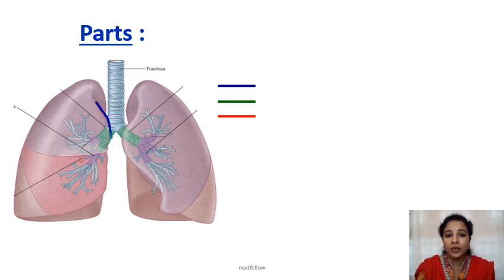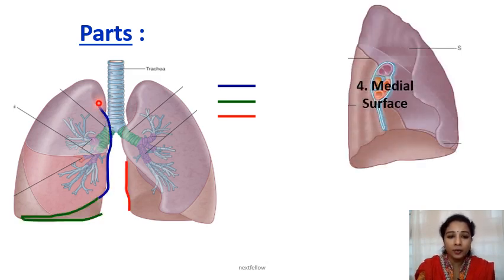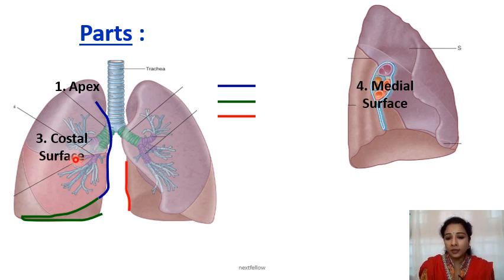The lungs have an anterior border. If you see the parts of the lung, the blue one is the anterior border of the lung, and the green one which you are seeing forms the inferior border of the lung, and the posterior border is called the vertebral border of the lung. The upper part is called the apex of the lung. The anterior surface is called the costal surface because it is related to the ribs and the costal cartilages.